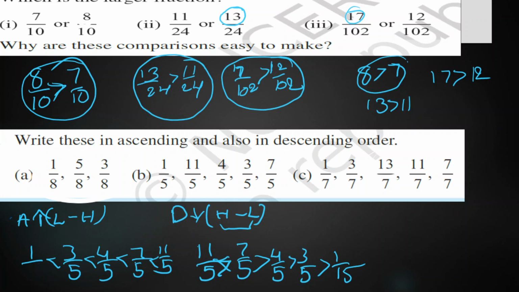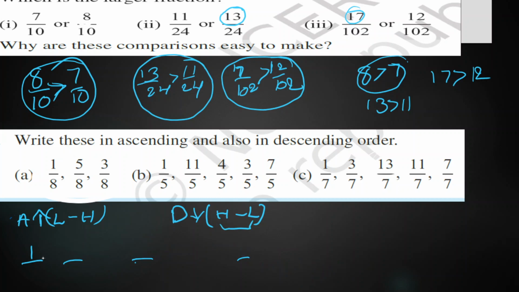And similarly, we'll write for C. Here 1 by 7 and the rest, all these are like fractions. So the lowest numerator is the lowest. So we'll start from the lowest numerator. 1 by 7 is less than 3 by 7 and this 3 by 7 is less than 7 by 7 and this 7 by 7 is less than 11 by 7 and this 11 by 7 is less than 13 by 7. And in the descending order, the highest numerator is the highest value.